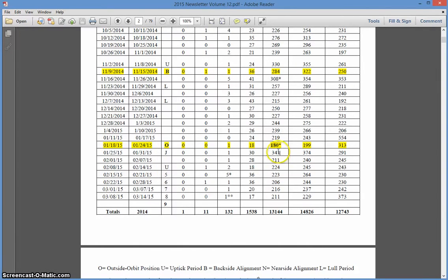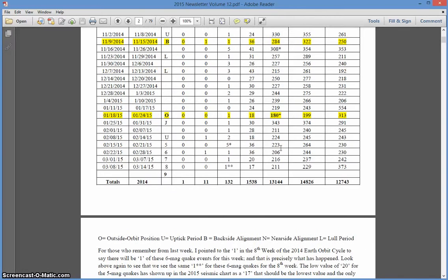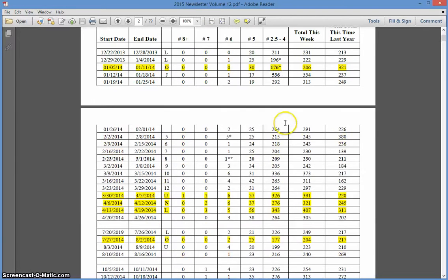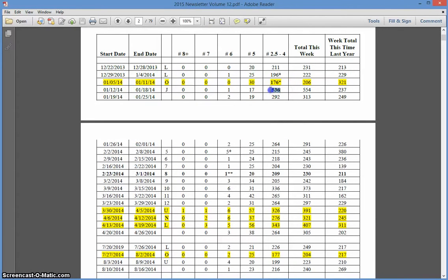Okay, now we're going to see another climbing. This 343 has appeared in the chart before. This was the highest value for the 2013 Earth orbit cycle. These numbers are reoccurring in the seismic chart, right? This 536 number is the highest value for the last 5 years, right?